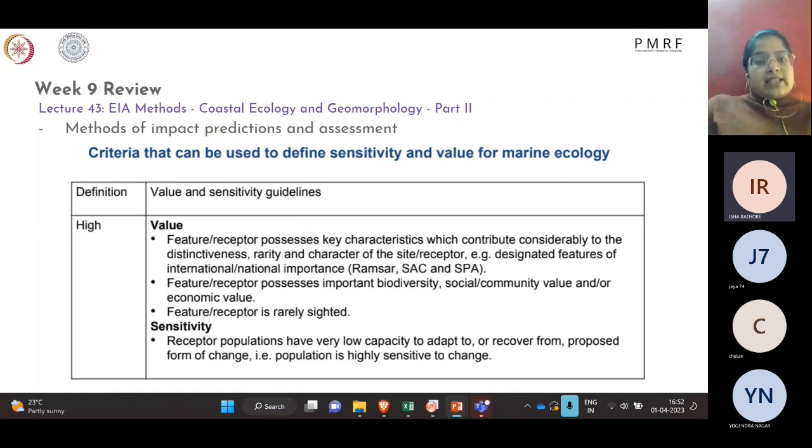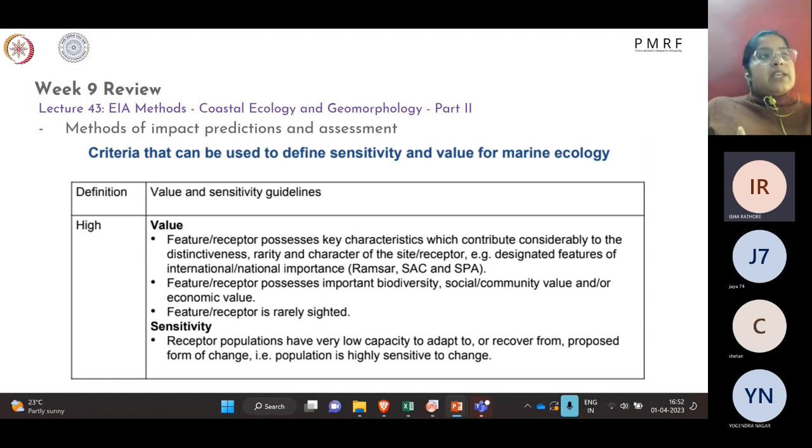So that is a high significance impact. Then if these receptor populations have very low capacity to adapt to such an effect, or to recover from it very fast, these populations are highly sensitive to this change. In that case, this is also classified as a high significance impact.